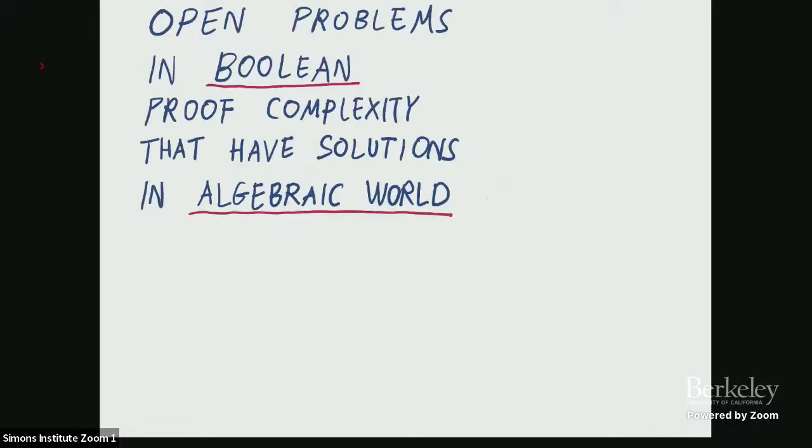Now let's see what we have. As I claimed before, open problems in Boolean proof complexity or Frege-style proofs actually have solutions in this algebraic world when we expand the language to non-CNF instances.